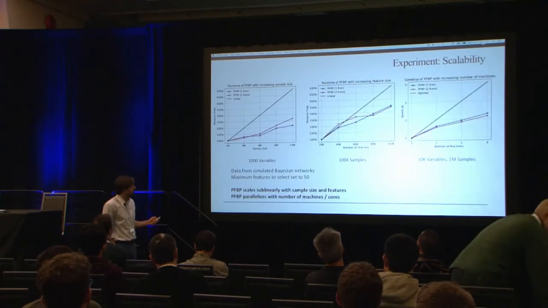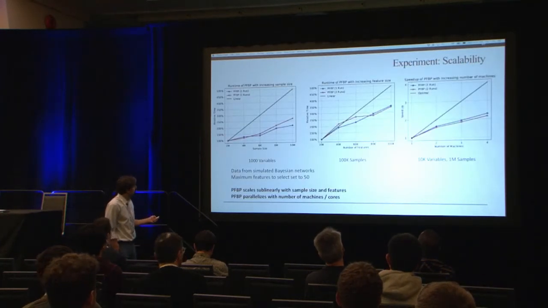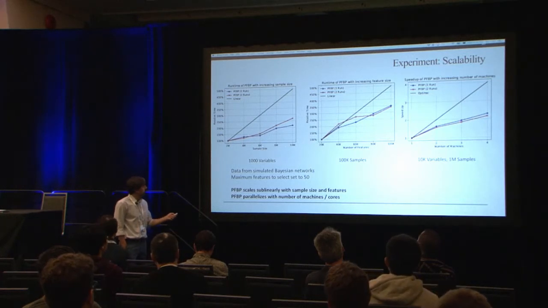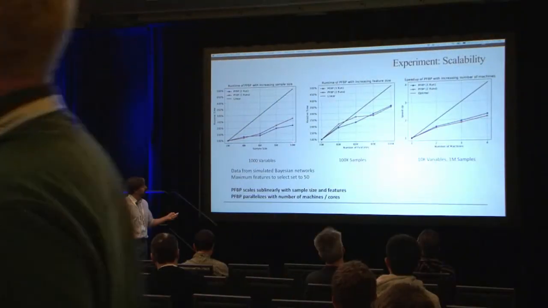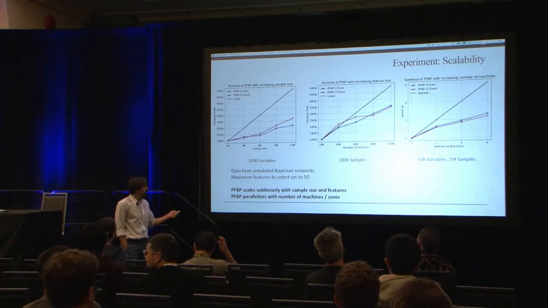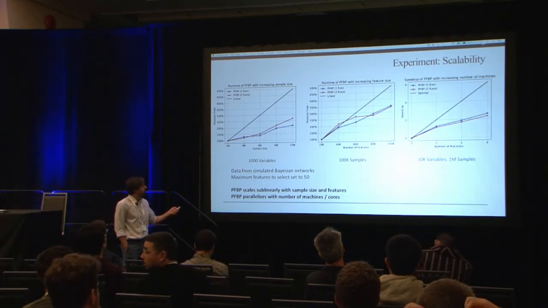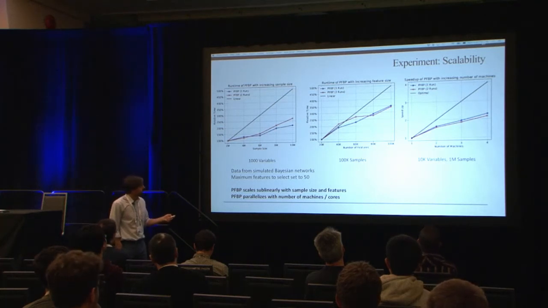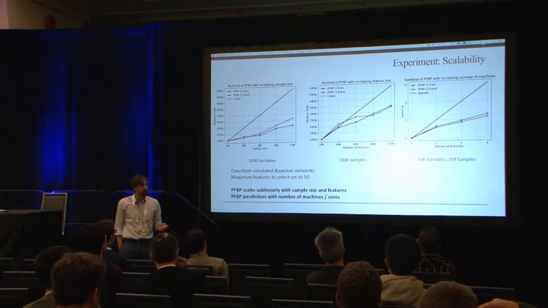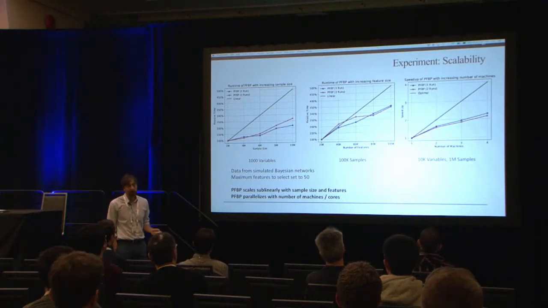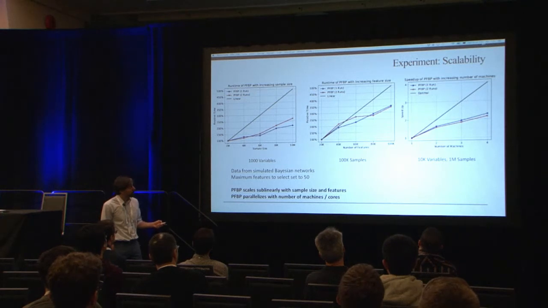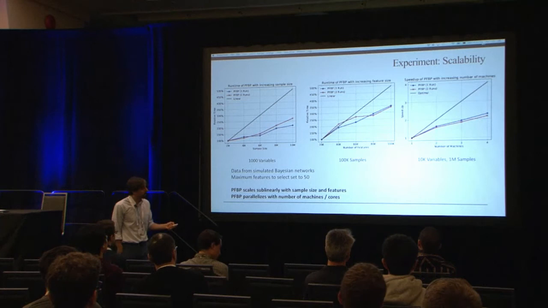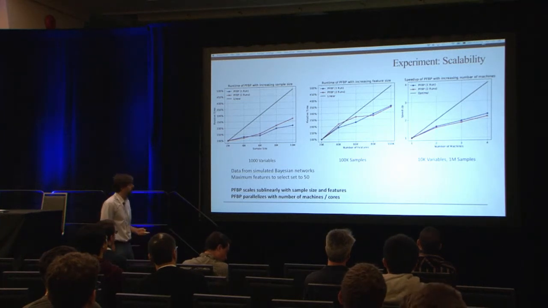Here are some graphs about how it scales. This is the sample size. When you have 5 times the sample size, the execution time doesn't go up 5 times, it goes up less than that. When you have 5 times the number of features, again, the execution time doesn't take 5 times as much, it takes less than that. And it parallelizes not with a theoretical optimum, but it parallelizes linearly with the number of machines.